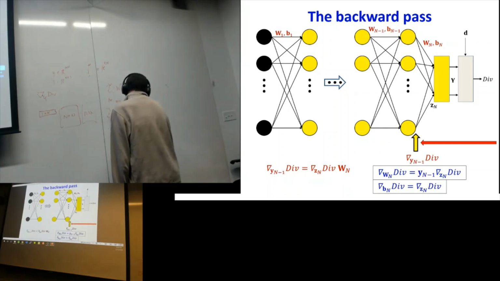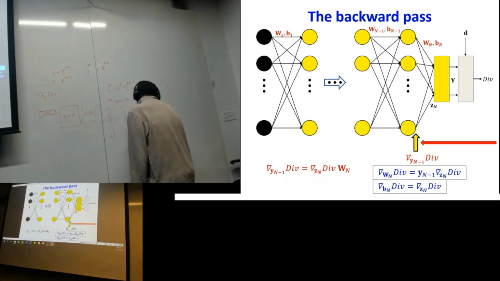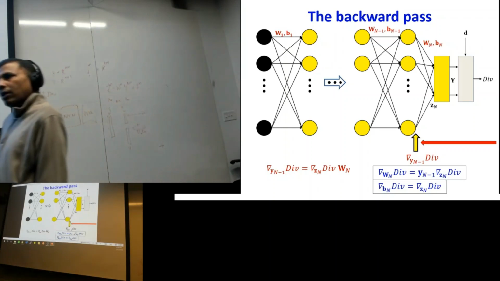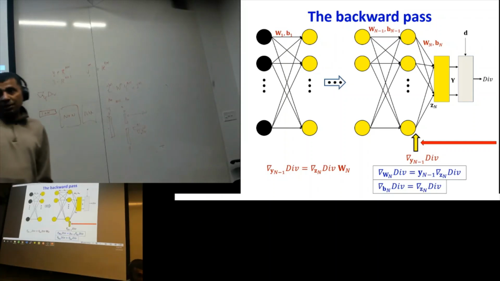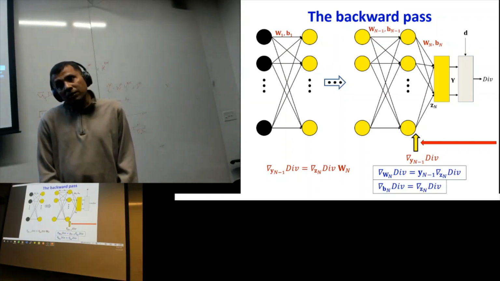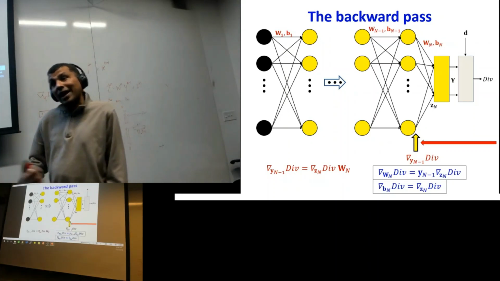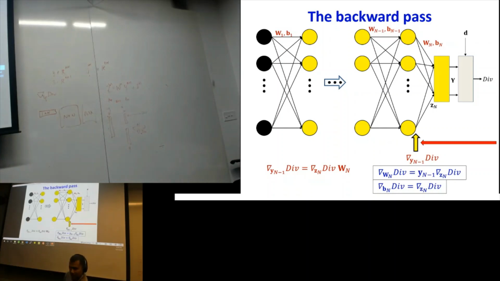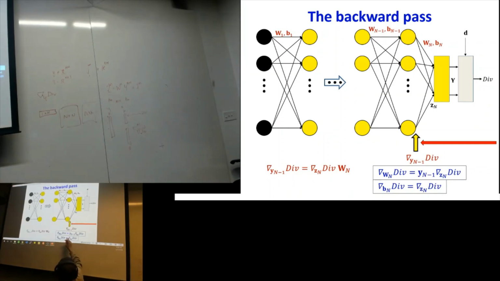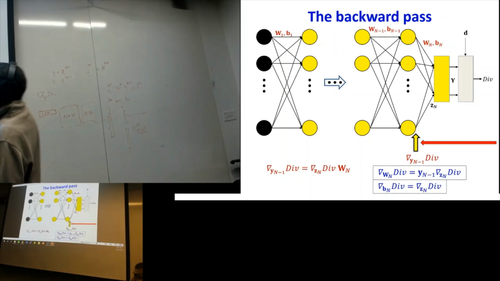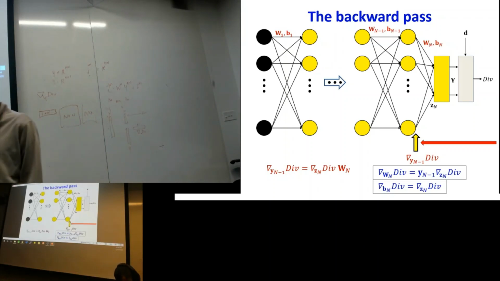So this is the derivative of divergence with respect to z. This is y. You can see that the product of y and the derivative of the divergence with respect to z has the same shape as the transpose of this weight matrix. So when you compute it, this simple equation is going to give you the derivative of the divergence with respect to the weights. The derivative of the divergence with respect to the bias is simply the derivative of the divergence with respect to z, which is a row vector of the correct size.